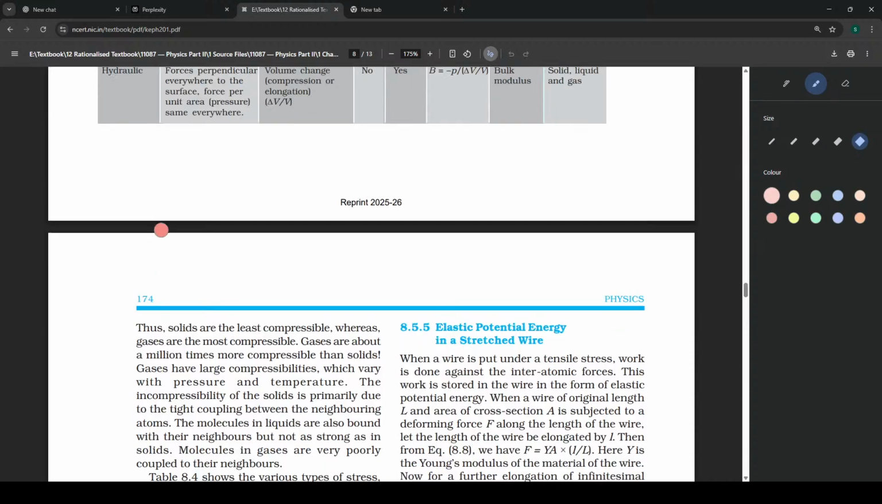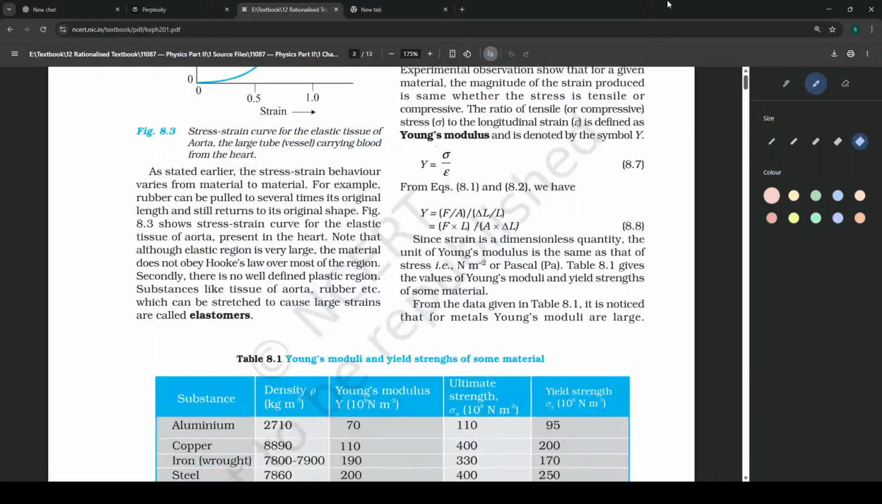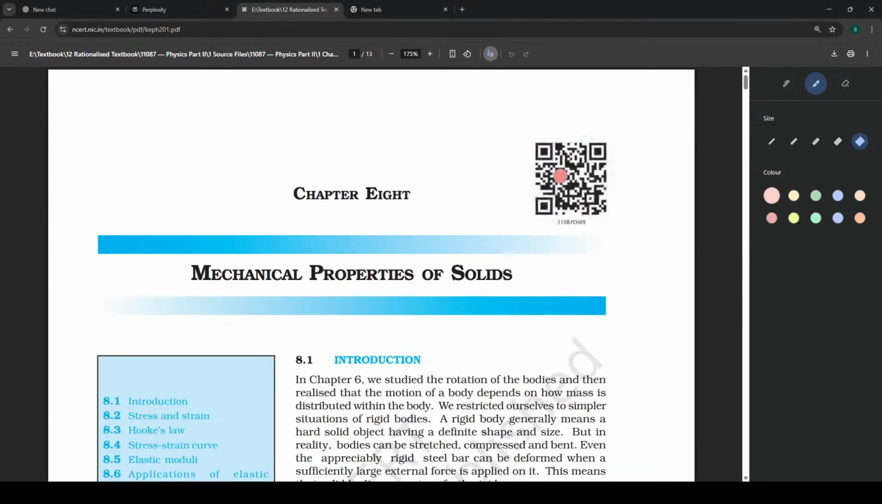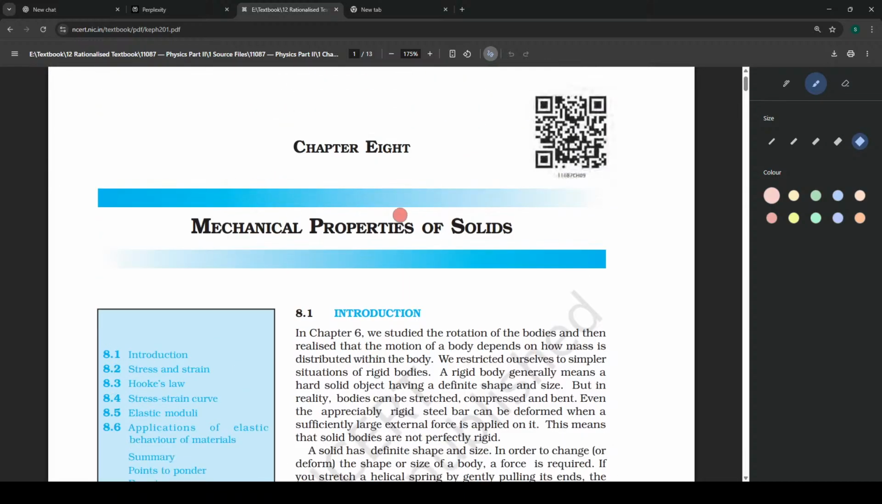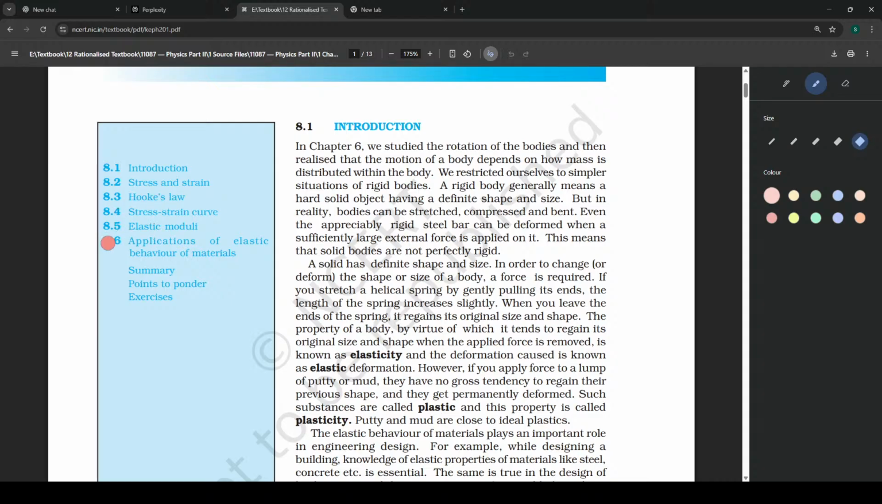Okay, then let's continue. This is mechanical properties of solids, a continuation video, where in the previous video, mechanical properties of solids, chapter 8, I have already done stress, strain, Hooke's law, stress-strain curve, and elastic modulus. I have completed elastic modulus. The only topic left is applications of elastic behavior of materials. Let's go there.